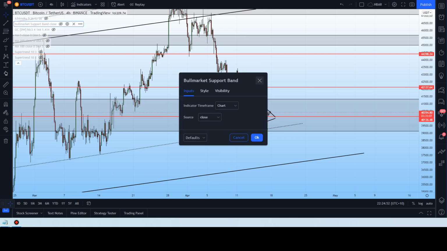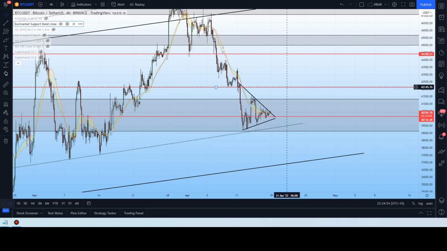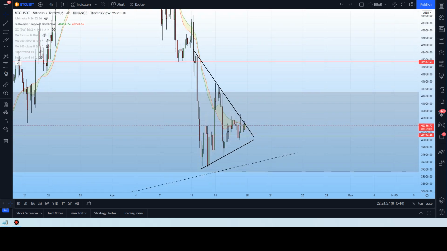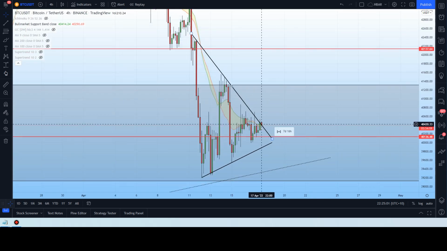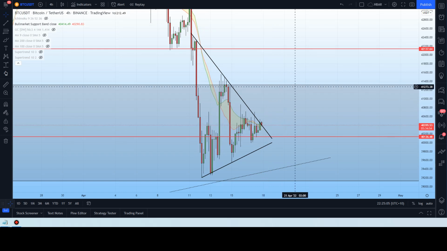Bull market support band, let's take a look. So above the bull market support band here on the 4 hourly, this is really nice to see, but we're not quite closing above it. We have that candle open above, but we're still in that Gaussian channel right now. It's really interesting to see what's happened.